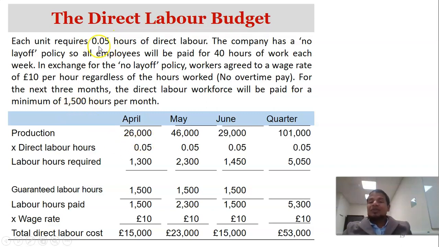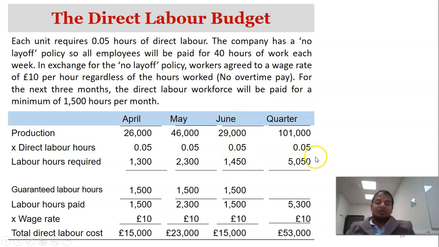So how much do we actually need? This is the amount of labor we need for 1 unit of product. Production is based on the production budget, which we have calculated as 26,000. For 1 unit, you need 0.05 hours. If you multiply these, you will get the labor hours required: 1,300 hours of labor time needed in April, 2,300 in May, and 1,450 in June.